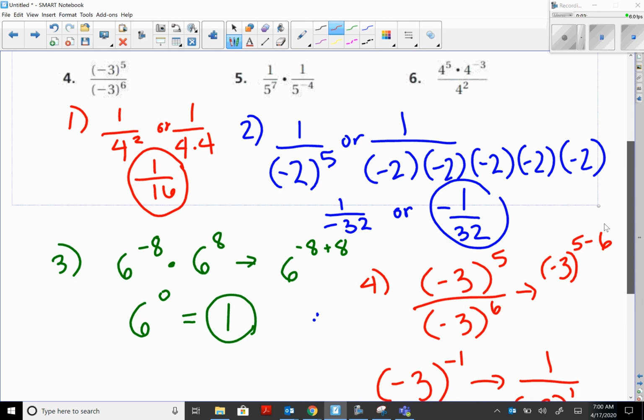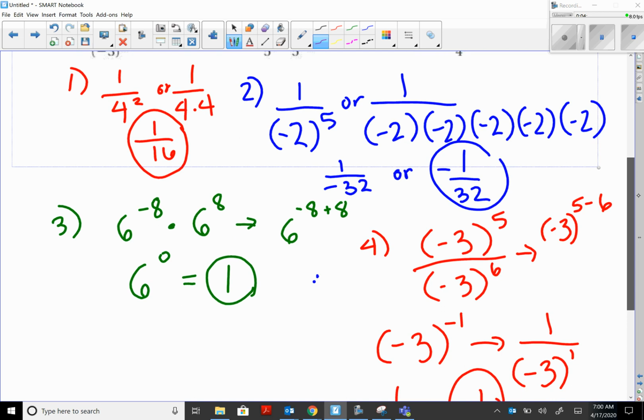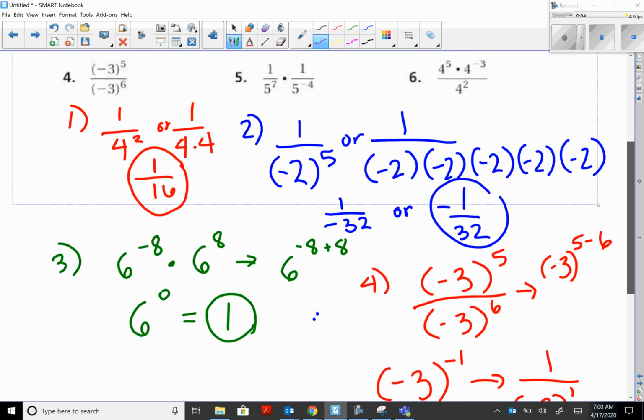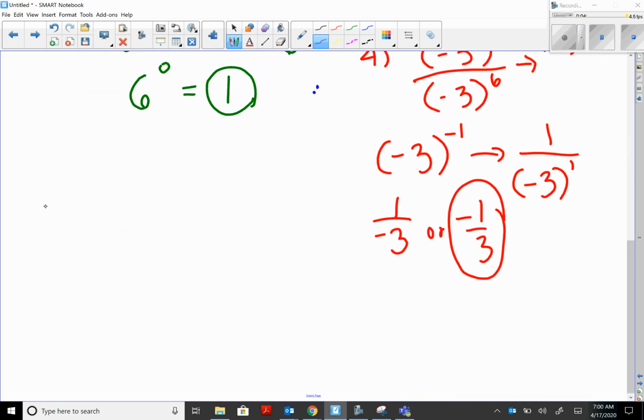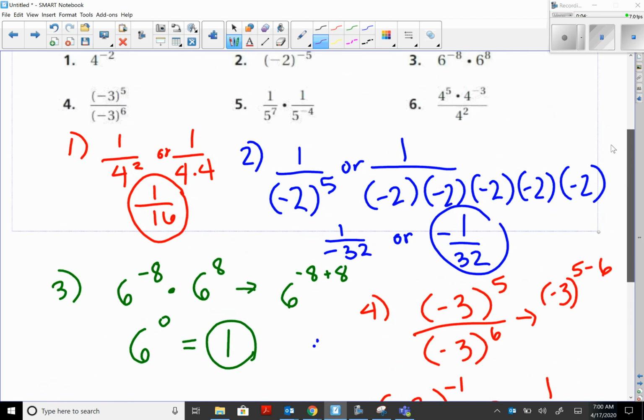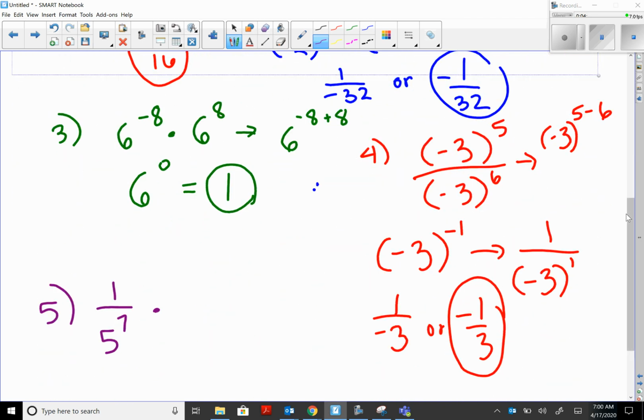Okay, number 5 is a bit tricky. So I'm hoping that you do this one with me no matter what. We have 1 over, I'm rewriting it because I don't have enough space, 1 over 5 to the 7th power times 1 over 5 to the negative 4th power.